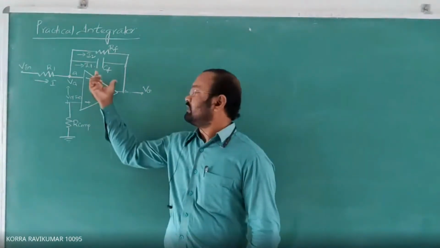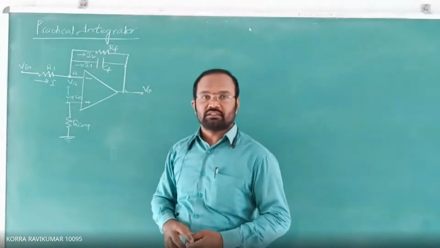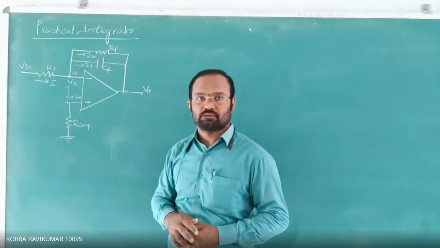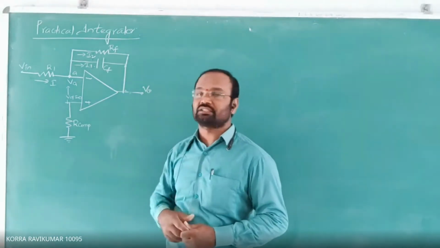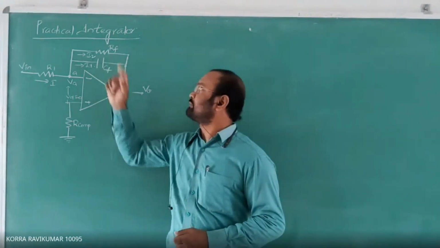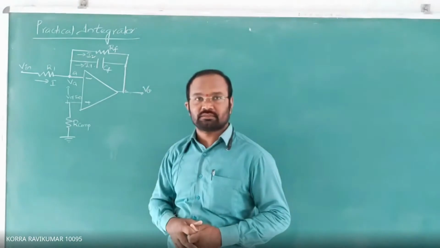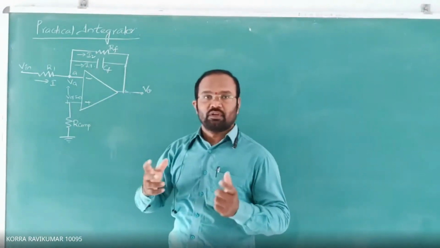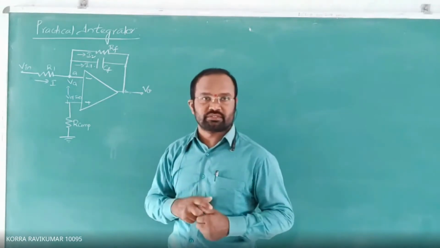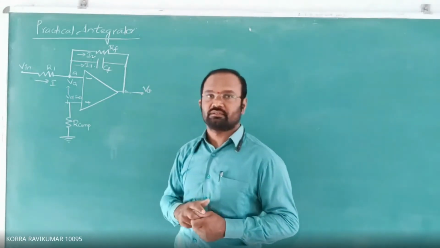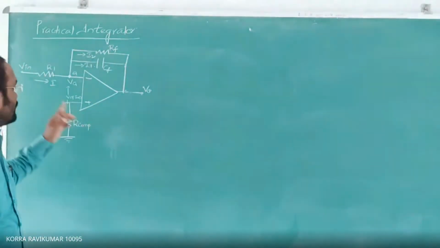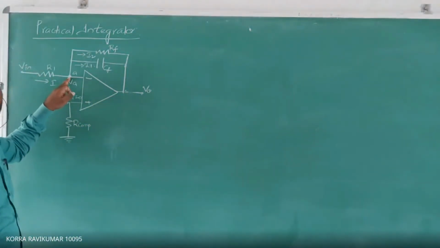In the ideal integrator, there was only one capacitor. But here in the practical integrator, a capacitor is in parallel with the RF resistance. So because of this RF, how are things going to change? Let's see by our analysis. Look at the virtual node here. This is node A, the virtual node.